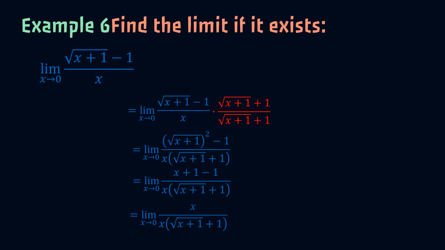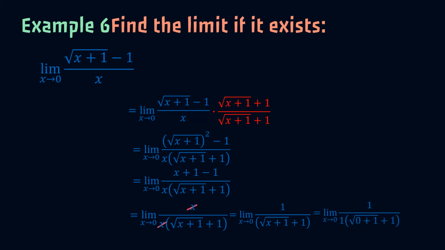So the limit when the x is close to 0 of the expression, now the expression is x over x times square root of x plus 1 plus 1. And did you notice we can cancel the x at the top with the x at the bottom, and now the expression becomes limit when the x gets close to 0 of 1 over the square root of x plus 1 plus 1. And at this point, now we are allowed to make a substitution.